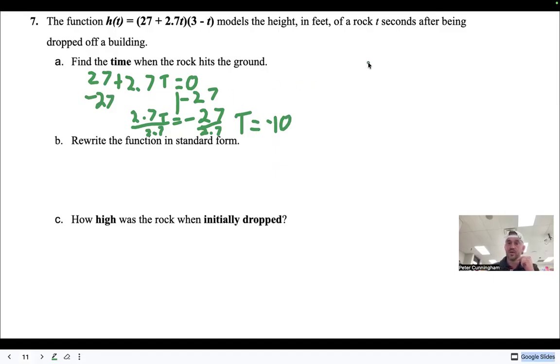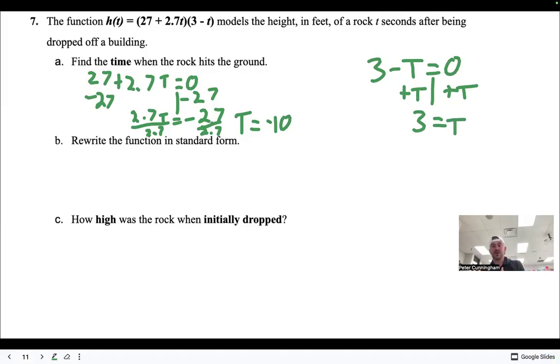Okay. The one that does make sense, 3 minus t equals 0. Add t to both sides. And you have a time of 3 seconds. When does the rock hit the ground? It doesn't hit the ground back in time 10 seconds. We're going to say, okay, when we're modeling this with a parabola, the solution that actually makes sense if we were to draw this would be 3 seconds.